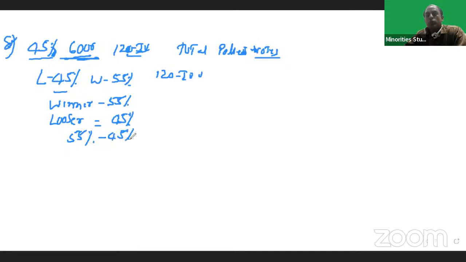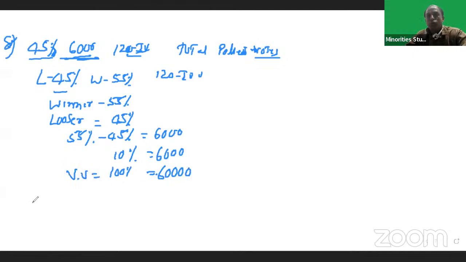minus loser votes percentage is equal to 6,000. 55% minus 45% is 10%. 10% is 6,000, so 100% is equal to 60,000. It is only valid votes.